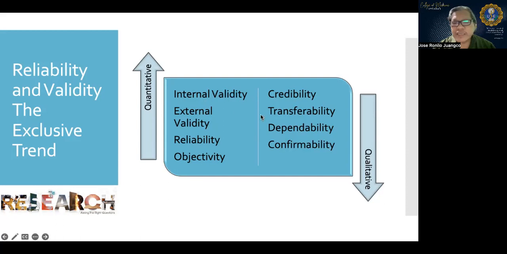For external validity, it should be transferable. Meaning, when you say transferable, what happened to that particular group should also happen to another particular group. Okay, so that's transferability. Dependability means that your results are dependable through time. So even if the same phenomenon happens again, the result should always be the same. Okay, so that's dependability. And confirmability, just like credibility, means your results should be confirmed by your subjects. Okay.